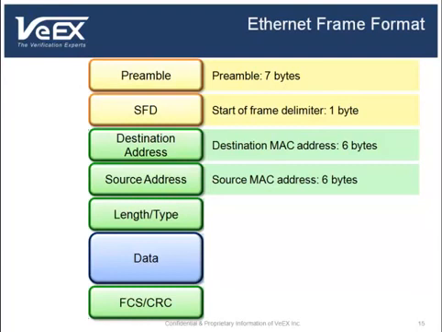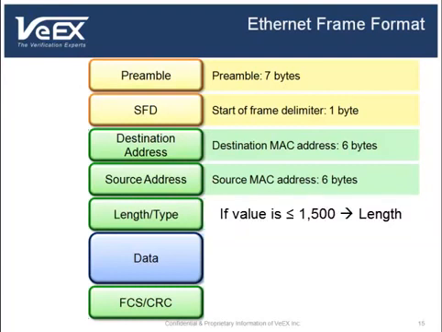This is the address of the network interface controller in the device, not the IP address, which is normally 4 bytes or 32 bits long. We will see the format of a MAC address later. Depending on the specification, the length/type field can represent either the length of the Ethernet frame or the type of protocol being carried in the payload.